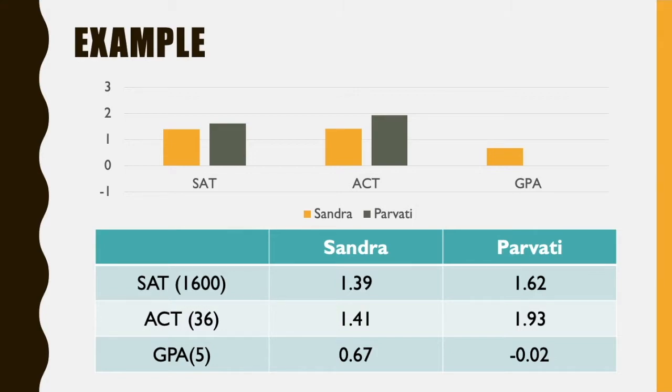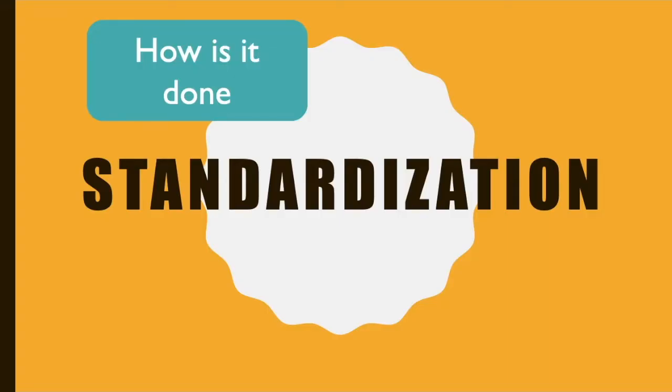The way to make sense of this standardized data is that, for example, we can say Sandra's SAT score is 1.3 population standard deviations away from the population mean, or Parvati's GPA is 0.02 population standard deviations below the population mean. So far, I have shown you how to do standardization.